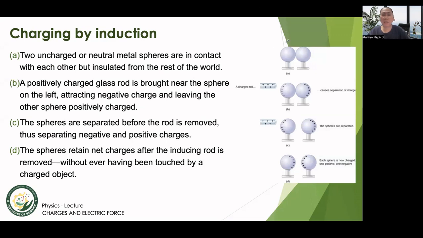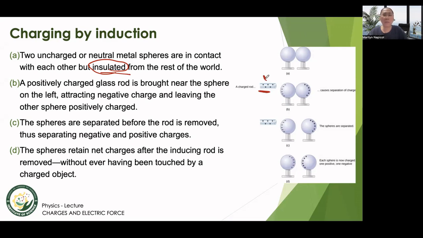So for instance, in this case, let's look at this illustration here. In part A, you have two uncharged or neutral metal spheres in contact with each other but insulated from the rest of the world. Pag sinabi natin insulated from the rest of the world, ibig sabihin, hindi po makaka-apekto yung charges from the outside environment. Okay? So ito lang dalawa na to, they are isolated. So neutral siya, uncharged, meaning parehas ang bilang ng protons and parehas ang bilang ng electrons. Now, ano mangyayari kapag meron tayong idinikit na positively charged na rod? Okay, so ano mangyayari dyan?